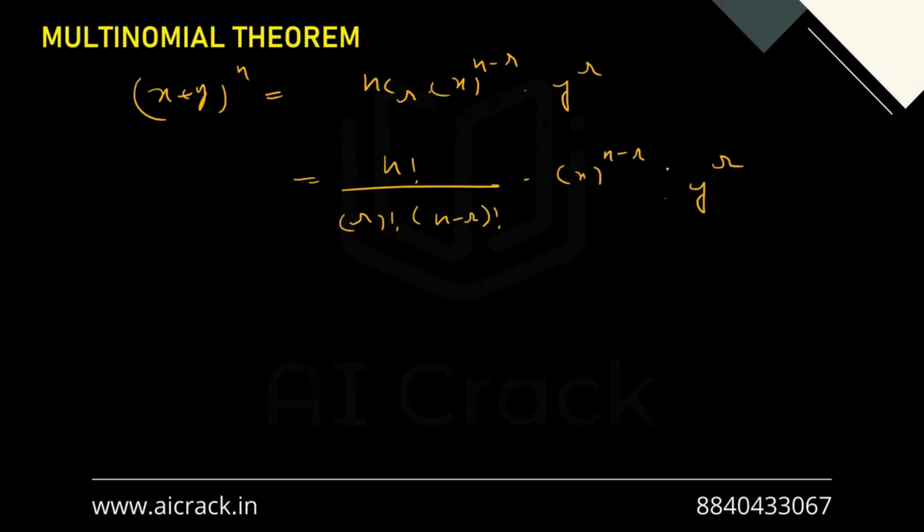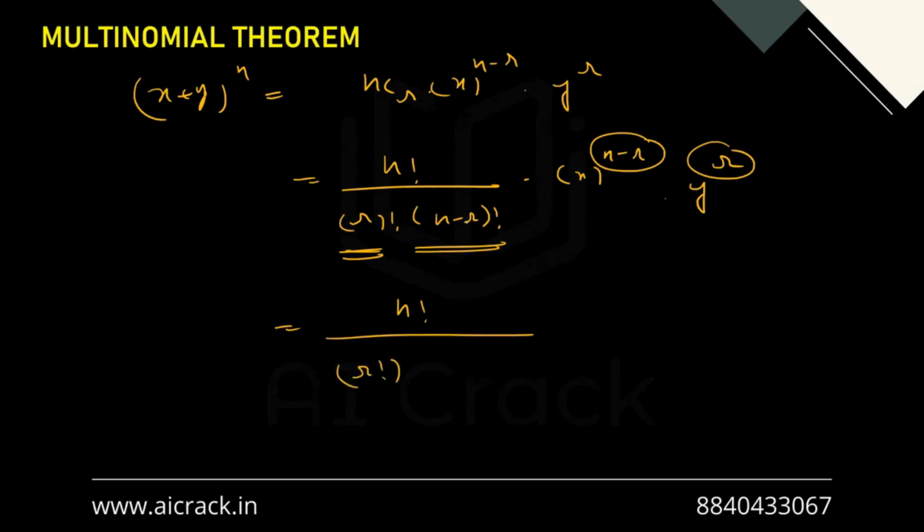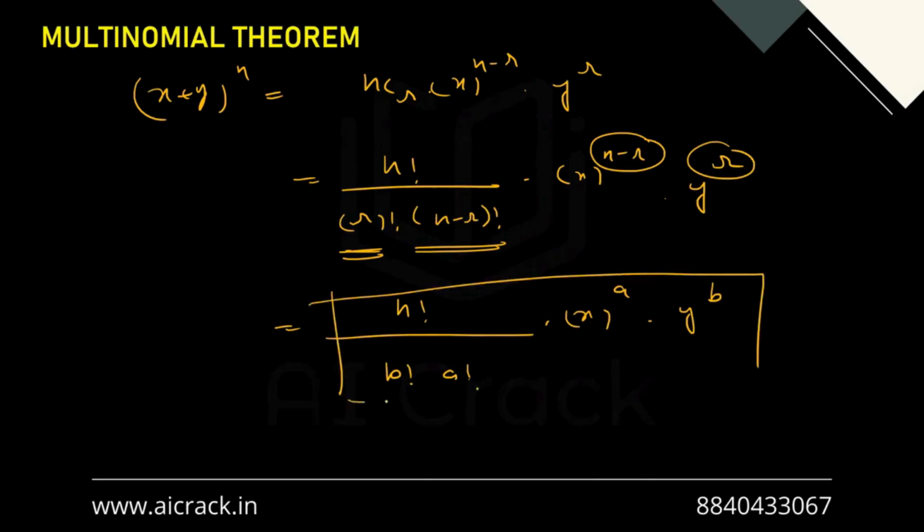Now one thing I can see over here, whatever the power is over here, we have divided n factorial by that factorial, right? So I can further write it as n factorial divided by, let's call it r factorial, and let's call it capital R factorial. So this would become x raised to power capital R, y raised to power r. Or you can write it as a and b over here, and this would become a factorial and this would become b factorial, right? So this is how we can generalize it.